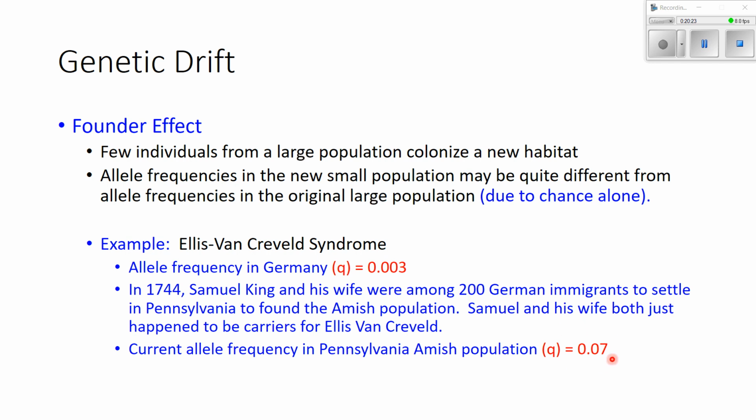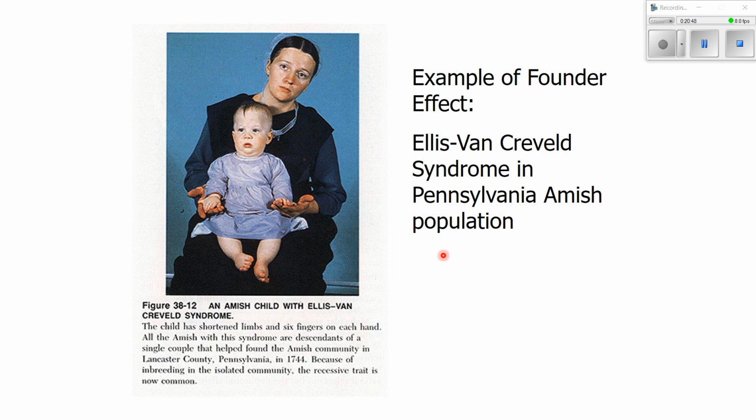It's only 0.07. What is that, 7% of the gene pool? But that is 23 times higher than the German population. 0.003 compared to 0.07. It doesn't seem like it, but that 0.07 is 23 times higher than the German allele frequency. And here is an Amish mother and her child who has inherited Ellis van Creveld. You can see 6 toes and 6 fingers.